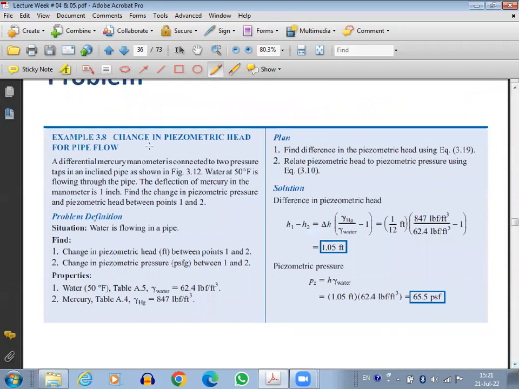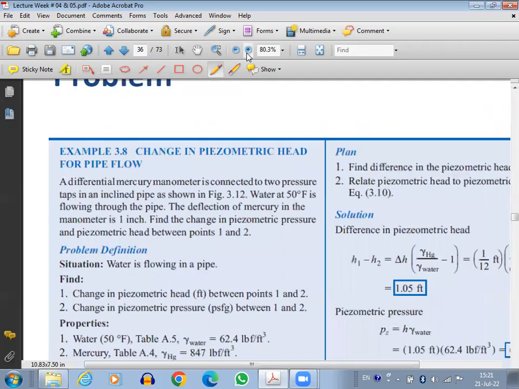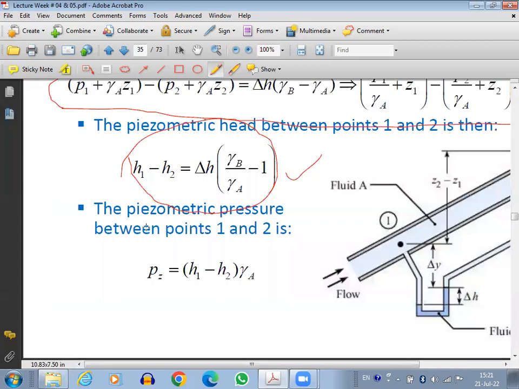Find the change in the piezometric head for the pipe flow. A differential mercury manometer is connected to two pressure taps in an inclined pipe as shown in the previous figure, using the same figure. Water at 50 °F is flowing through the pipe. The deflection of mercury in the manometer is 1 inch. That is delta H here.